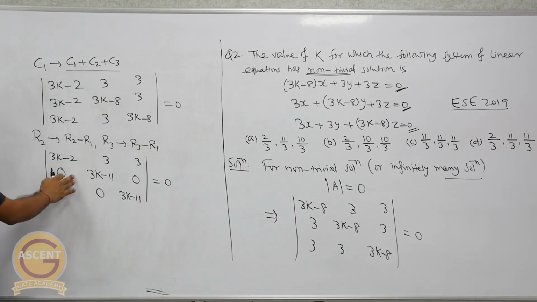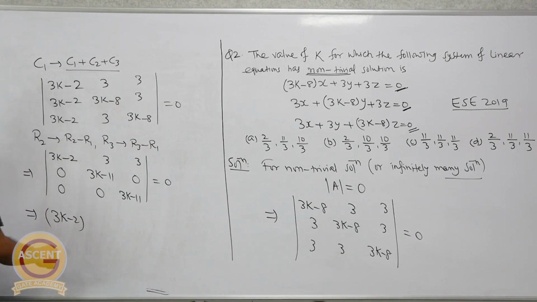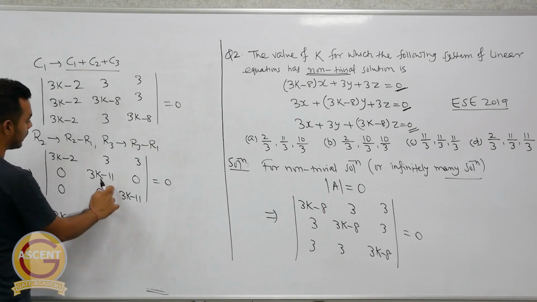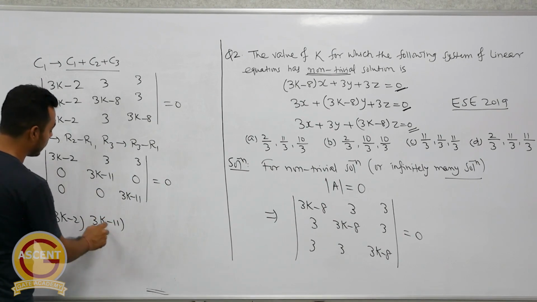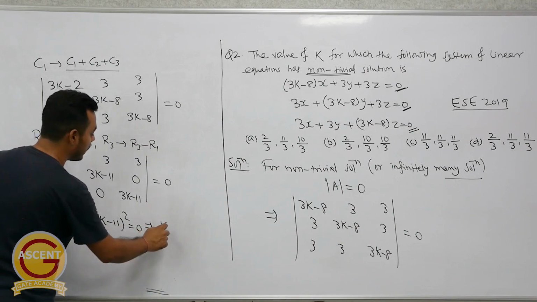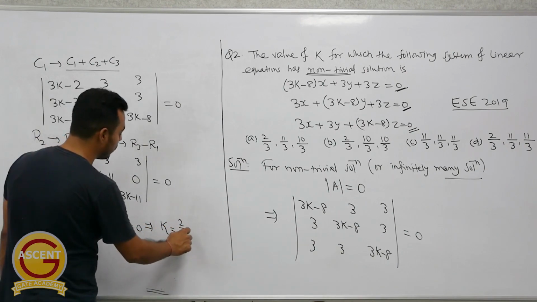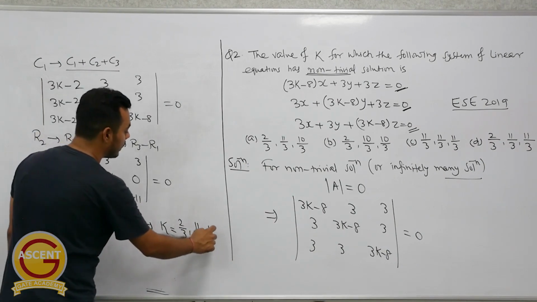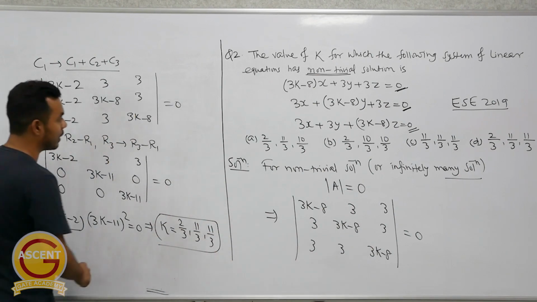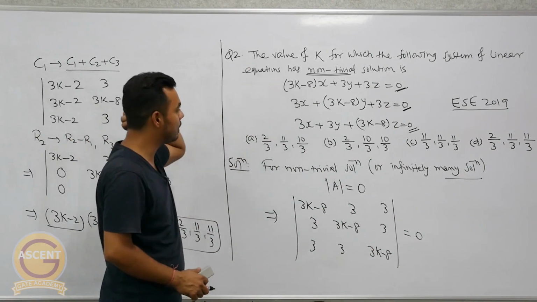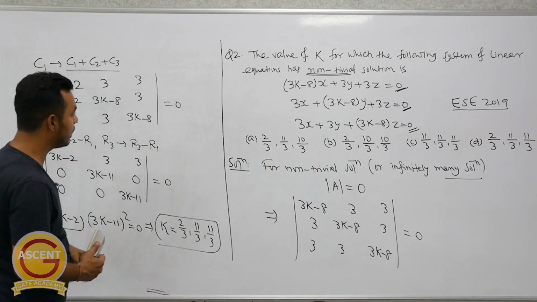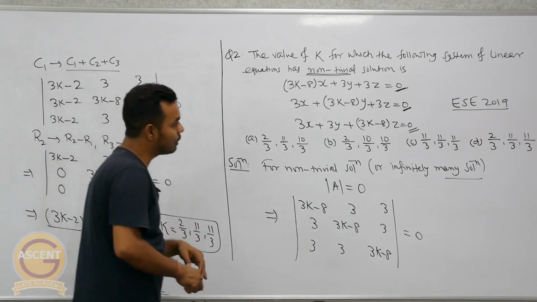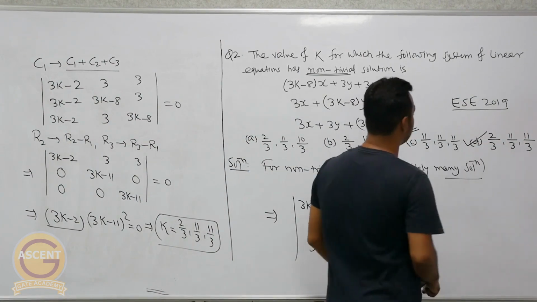Now if you expand this matrix along the first column, you have two zeros in the first column, so you can write this as 3k minus 2 multiplied by, now you erase the first row and first column, 3k minus 11 squared, and this equals 0. So from here you will get k equals 2 by 3, and k equals 11 by 3, and since you have a square here, another 11 by 3. So these are the three possible values of k for which the given system of linear equations will have a non-trivial solution. So you can see that our correct answer will be 2 by 3, 11 by 3, 11 by 3. This is our option D. So this will be the correct answer.